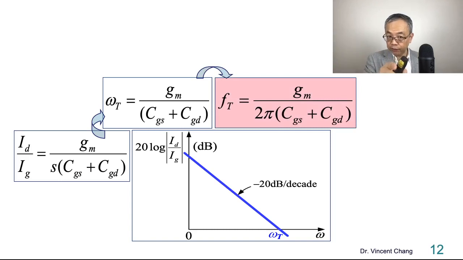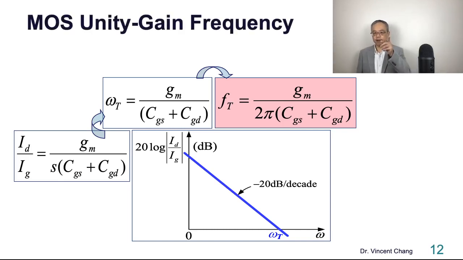On your left-hand side, the omega represents the angular frequency, so the dimension of the angular frequency is radian per second. But this is the frequency, ft, which is omega t divided by 2 pi, now in the dimension of hertz. So this is the MOSFET unity-gain frequency.